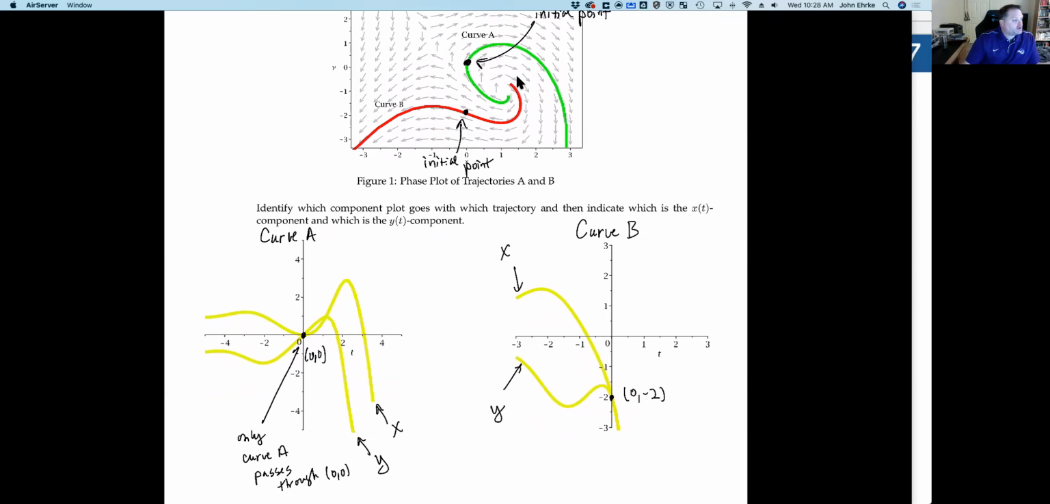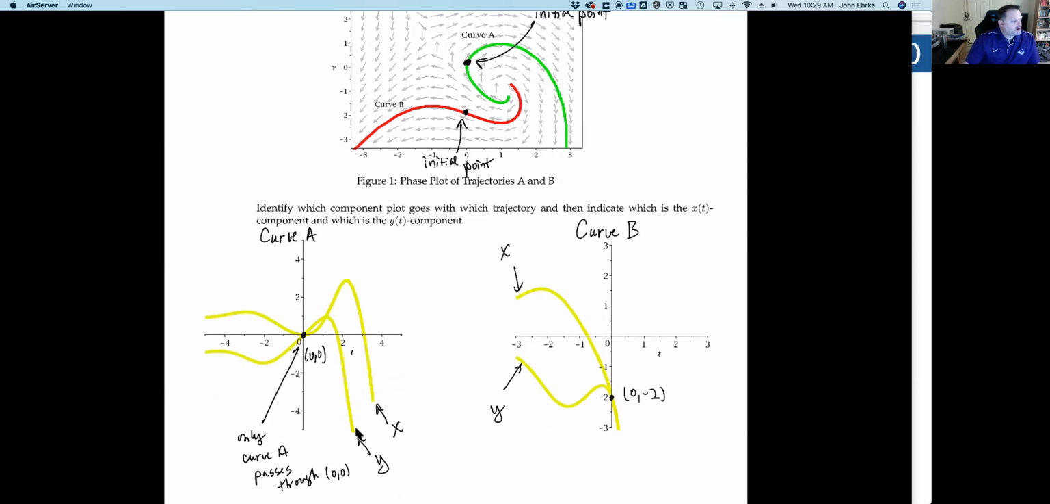And if you go up here and look in the phase plot, there's only one of the 2 solution trajectories that passes through 0, 0, and that is the green trajectory here. So this green trajectory must have the component plots here. So we called that curve A, so this must be curve A, which means this must be curve B.